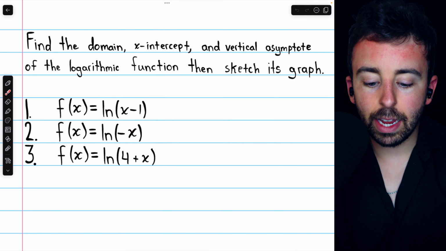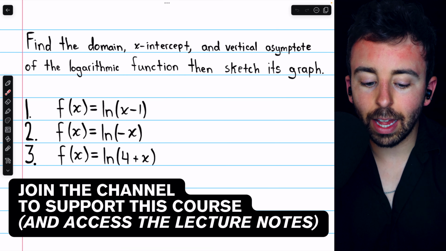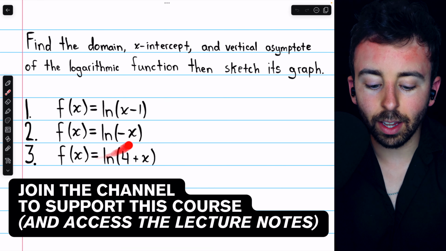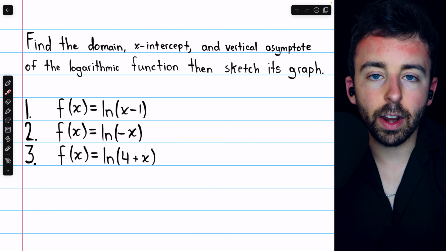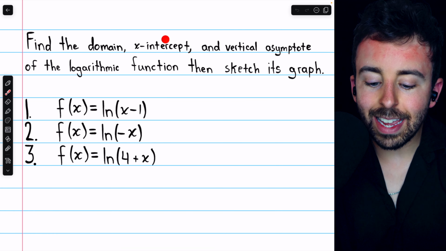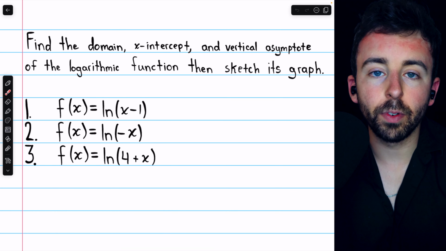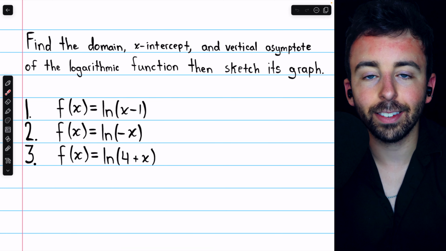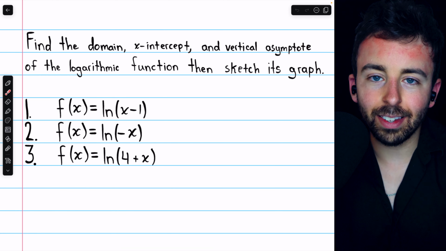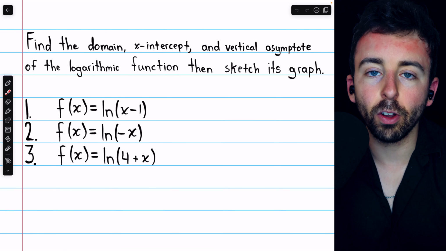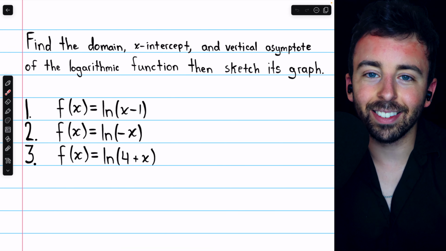Let's find the domain, x-intercept, and vertical asymptotes of these three logarithmic functions, and then we can use that information to sketch their graphs. Recall that the domain is the set of x values we can plug in. The x-intercept is where the function passes the x-axis, so where y is equal to 0. And a vertical asymptote is a vertical line that the function gets arbitrarily close to, but does not hit.